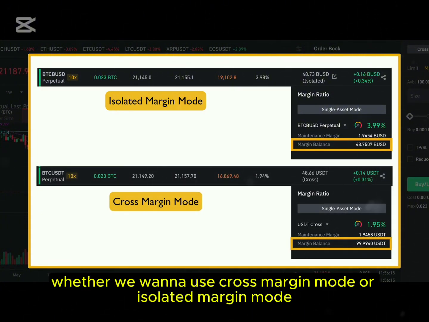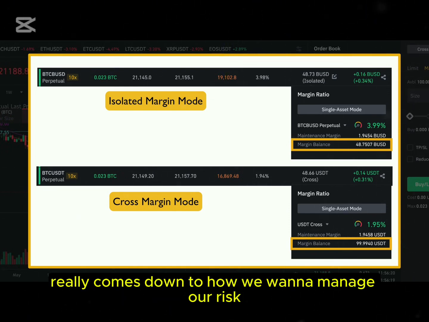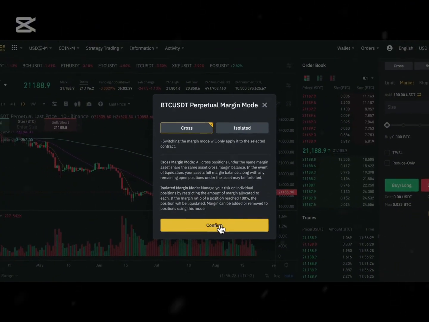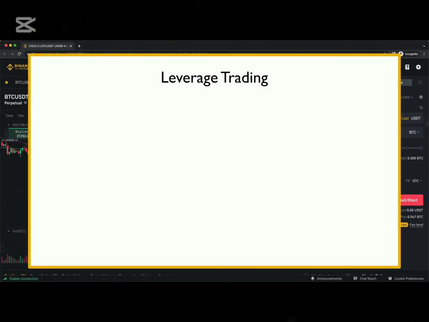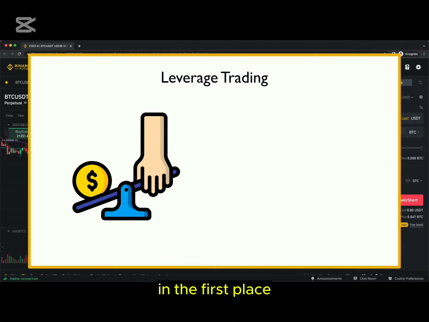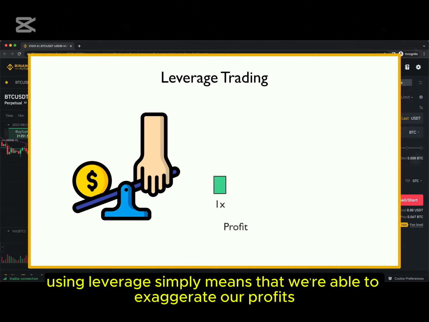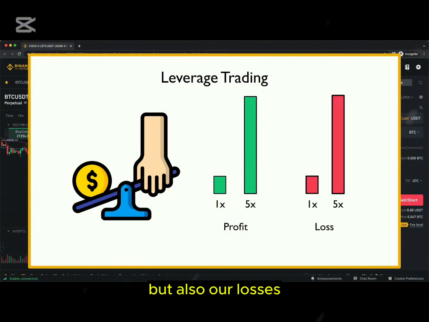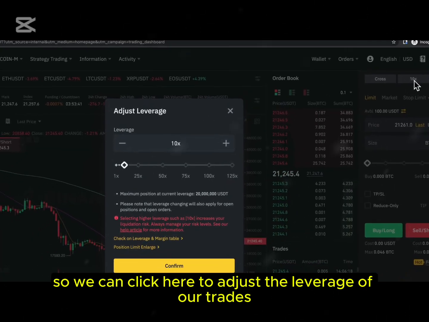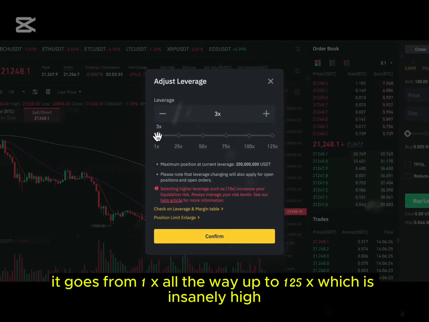Whether we want to use cross margin mode or isolated margin mode really comes down to how we want to manage our risk. So for now, I'm going to stick with cross margin mode. Now let's look at leverage. Leverage trading is one of the main reasons why people want to trade futures. In the first place, using leverage simply means that we're able to exaggerate our profits, but also our losses. So we can click here to adjust the leverage of our trades. It goes from 1x all the way up to 125x, which is insanely high.